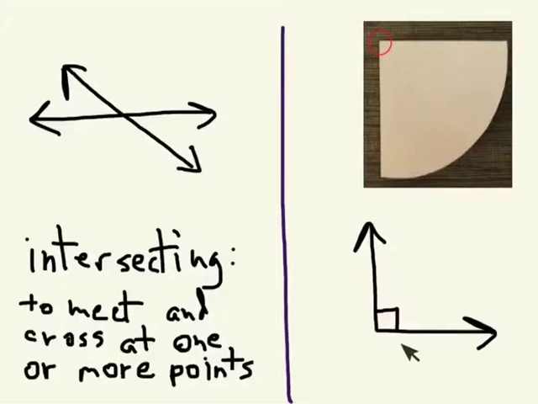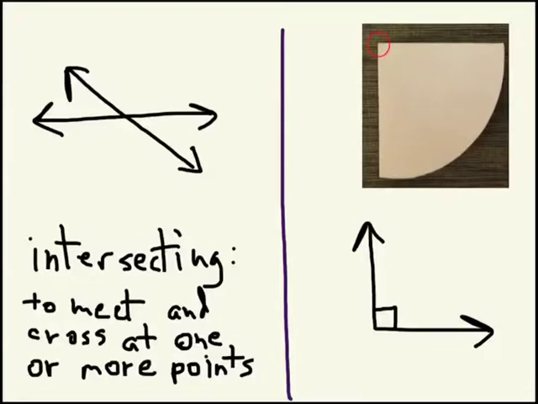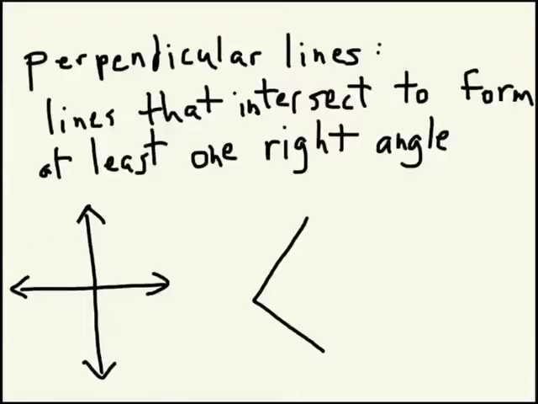Or a right angle, which means these two rays intersect, two lines that are intersecting at this point, and in this case they are creating a right angle here, a right angle here, a right angle here, and a right angle here, or four right angles.